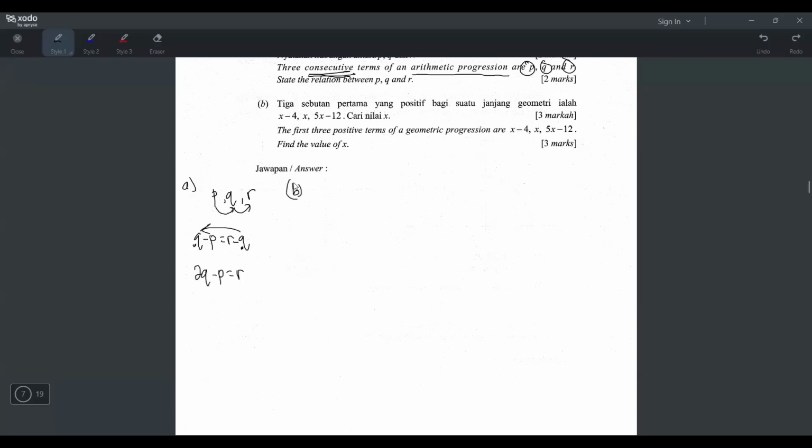Okay, so that's done already. So this is the relation between PQR. This is the equation that shows you the PQR relationship. Like this, right? No need to move anything.